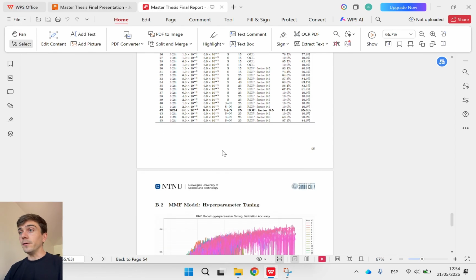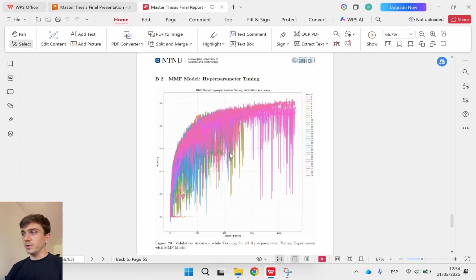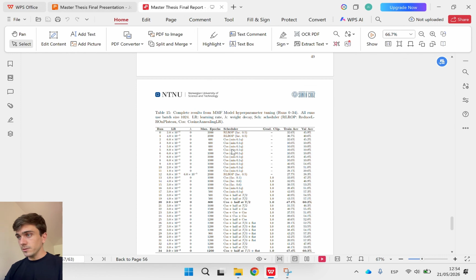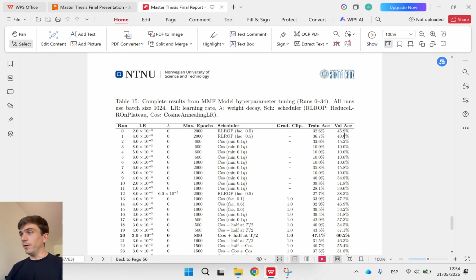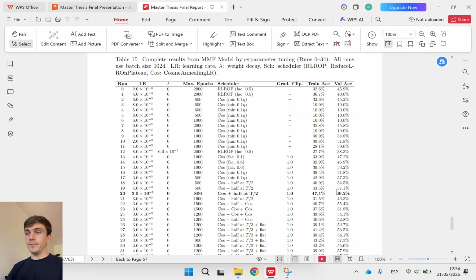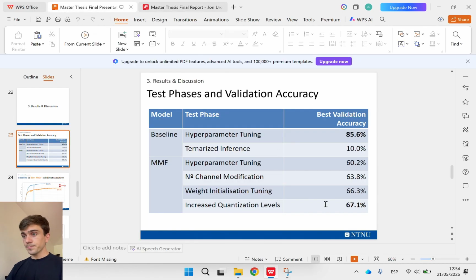So if you go to the appendix in the report, you have all the trainings here. Yeah, okay, there are a lot, but it's just to show it in the table. You can see all the variations better. At the beginning I started with around 40%, which was pretty low. After some hyperparameter tuning, I was able to bring it up to 60%. So that was the first phase.